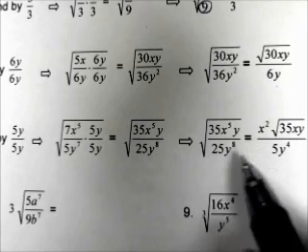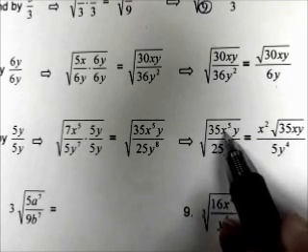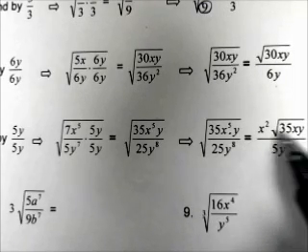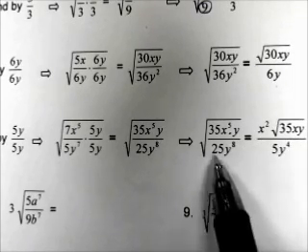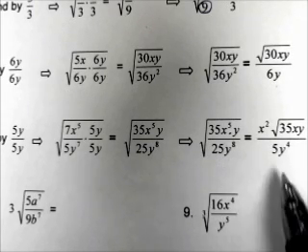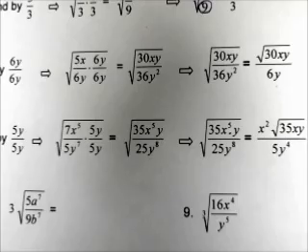Now, this should have been broken down into x to the 4th times x, okay, and x to the 4th, its square root is x squared. Our denominator is a perfect square. Take a square root, that's 5y to the 4th.